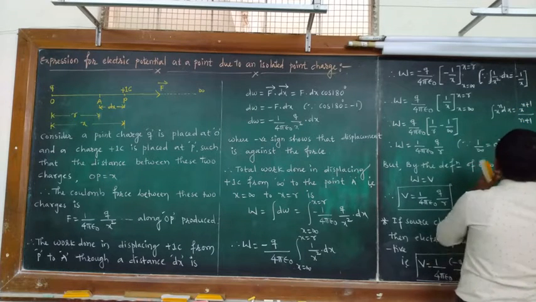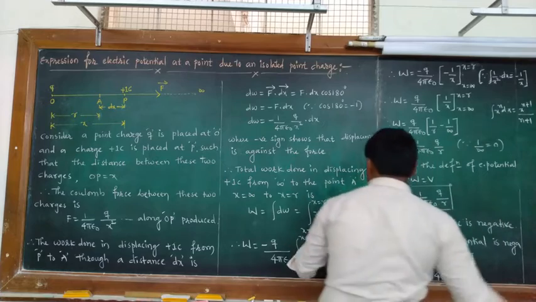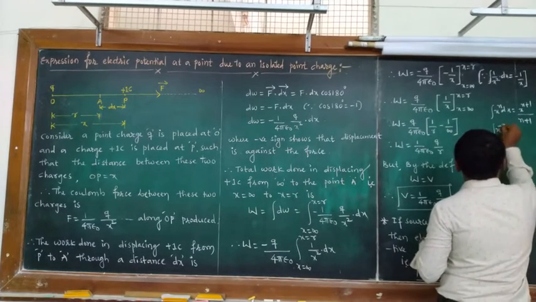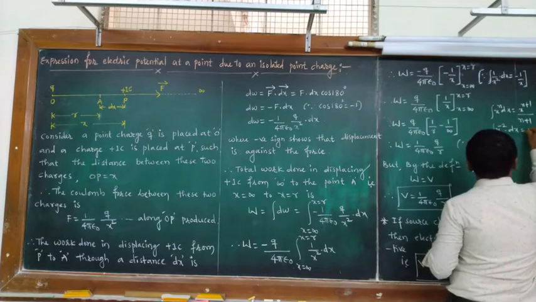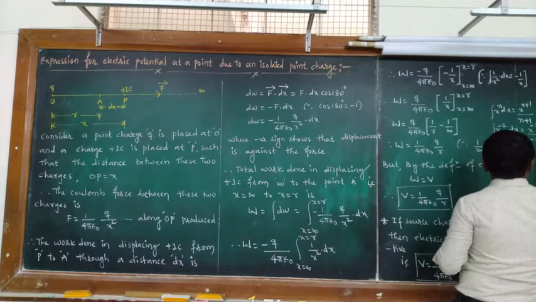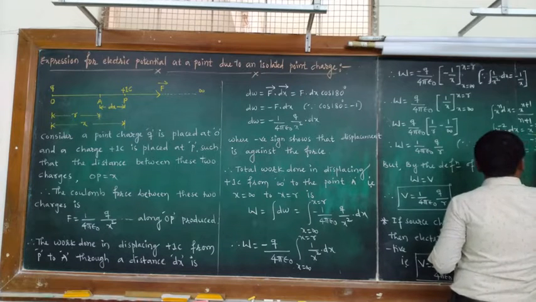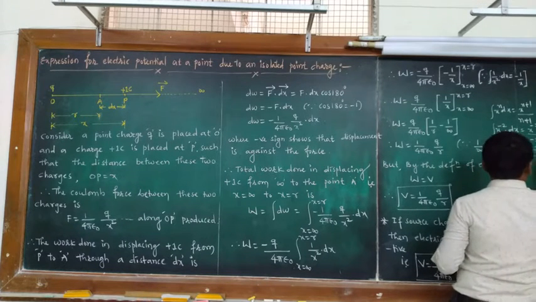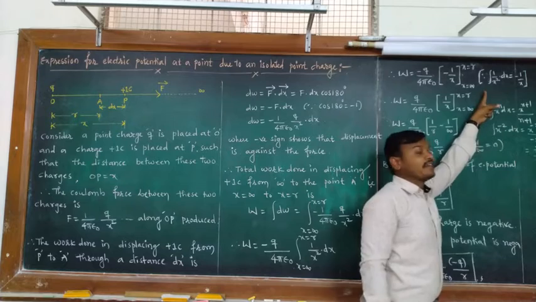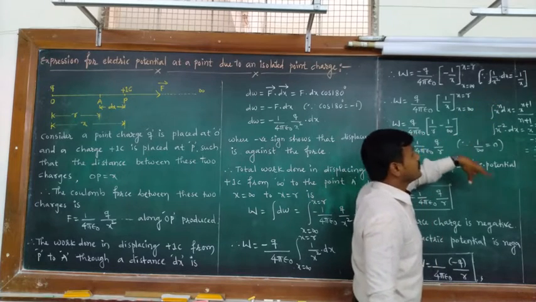By the help of it, here 1 upon x square dx is there. On simplifying, directly we can write it as x to the power of minus 2 into dx, which is equal to x to the power of minus 2 plus 1 divided by minus 2 plus 1. This reduces to x to the power of minus 1 divided by minus 1, which is equal to minus of 1 by x. Therefore, directly I have taken the integration of 1 upon x square dx is equal to minus of 1 by x.